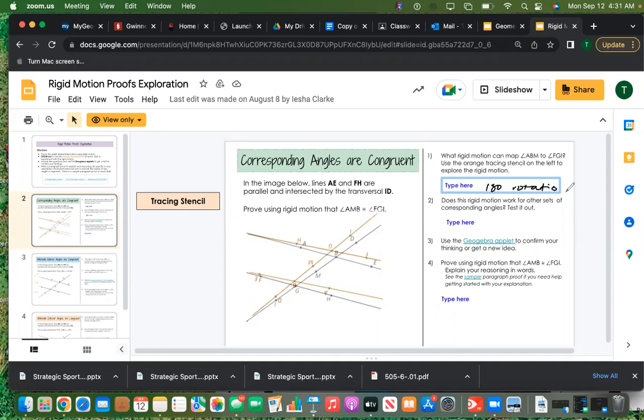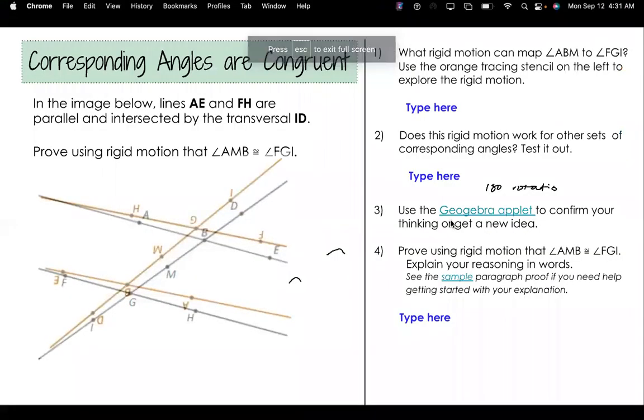Does this rigid motion work for other sets of corresponding angles? What I mean by this is this angle down here is the same thing as the angle that's down here. The reason we can prove it is if we flip 180 degrees, then it should be the same. Let me see if I can actually show you how this works in the slideshow.